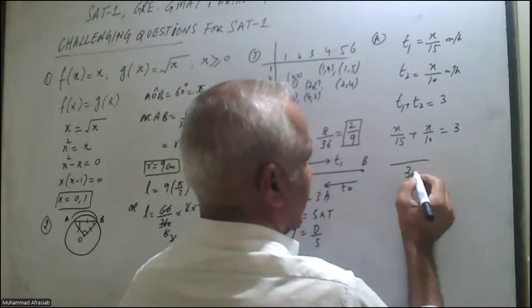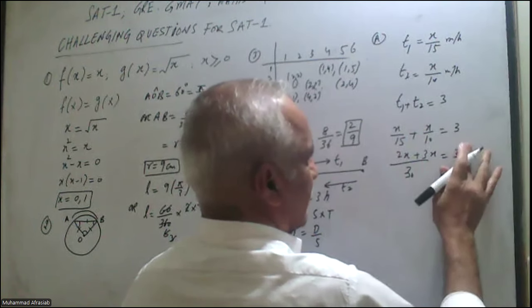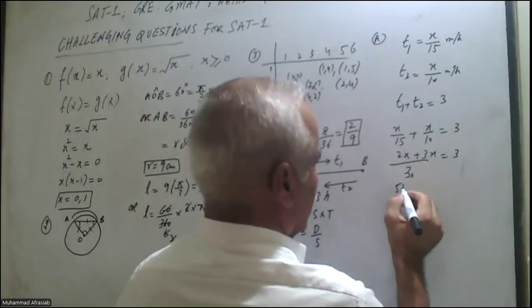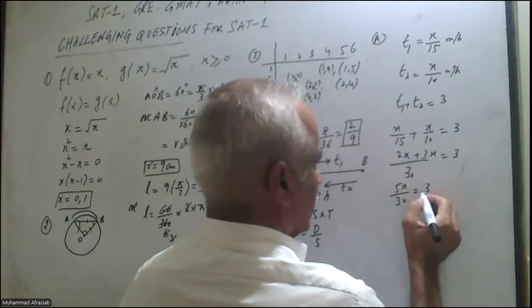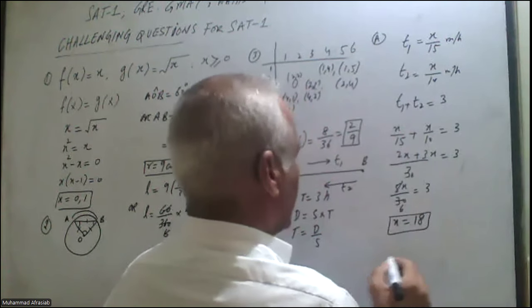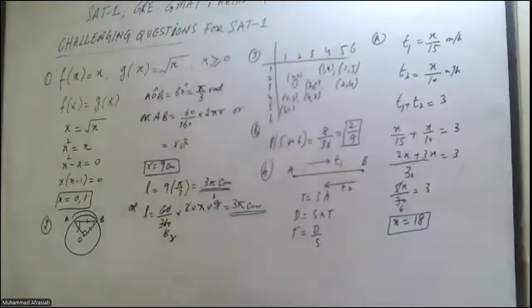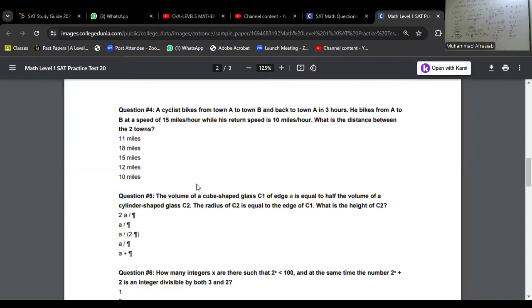30 is the LCM. So it should be equal to 2x plus 3x over 30 is equal to 3, or 5x over 30 is equal to 3, so x is equal to 18 miles, which is the distance of the two stations from A to B. So this is the second choice, 18 miles.